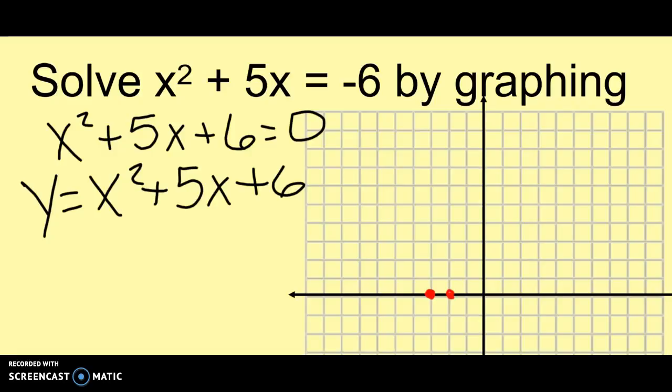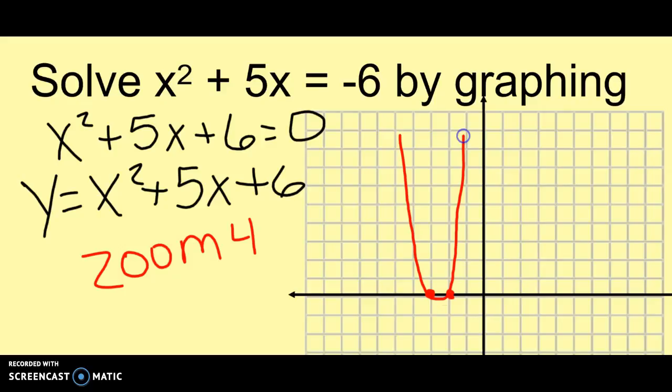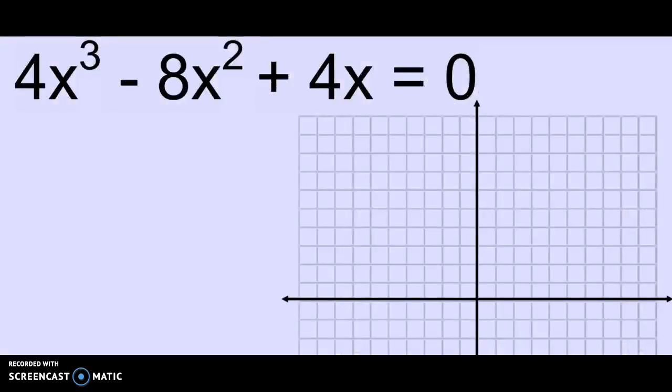Okay, it's really hard to see on your calculator, so make sure you zoom 4 so you can see it. But it is a parabola that looks kind of like that. It goes through x equals -3 and x equals -2, and they both work. All right, let's try another one.